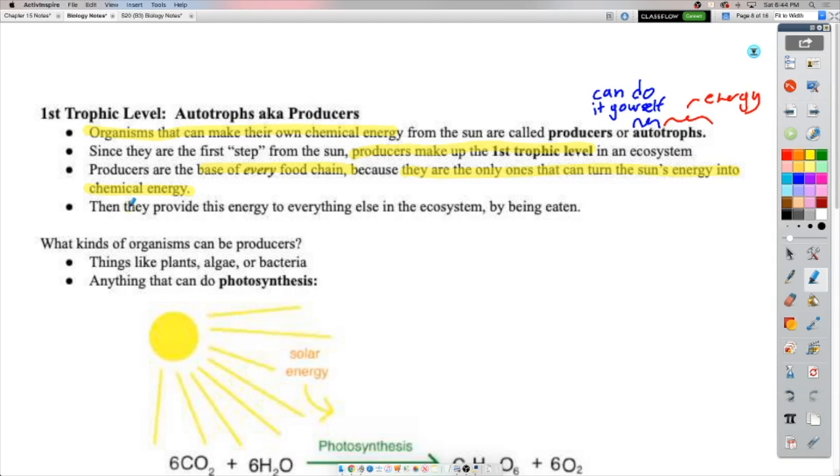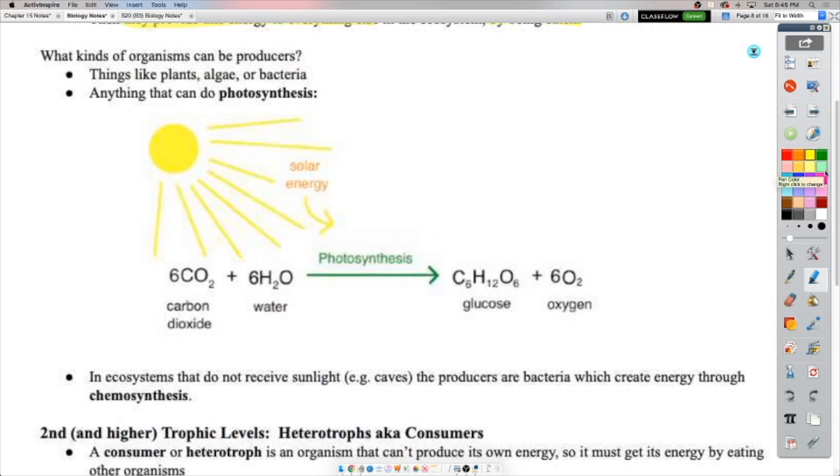Okay, so how do we repay them? By eating them, right? They provide this energy to everything else in the ecosystem by being eaten. So, what kinds of things can be producers? Well, plants are the first one that pops to mind, but there's also algae and bacteria that can do this. Okay, there's photosynthetic bacteria, but anything that can do photosynthesis is a producer.